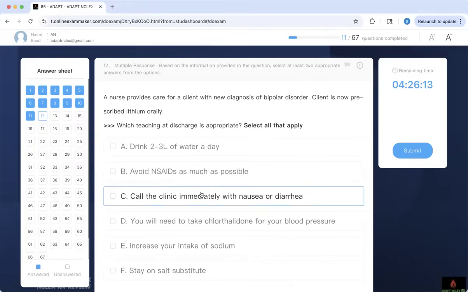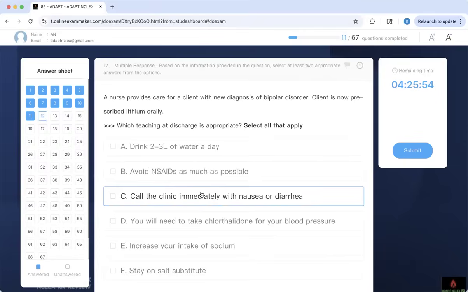Drinking 2 to 3 liters of water a day. What do you think? Avoid NSAIDs as much as possible. Call the clinic immediately with nausea or diarrhea. You will need to take chlorothalidone for your blood pressure. Increase your intake of what? Sodium. Stay on what? Salt substitute.